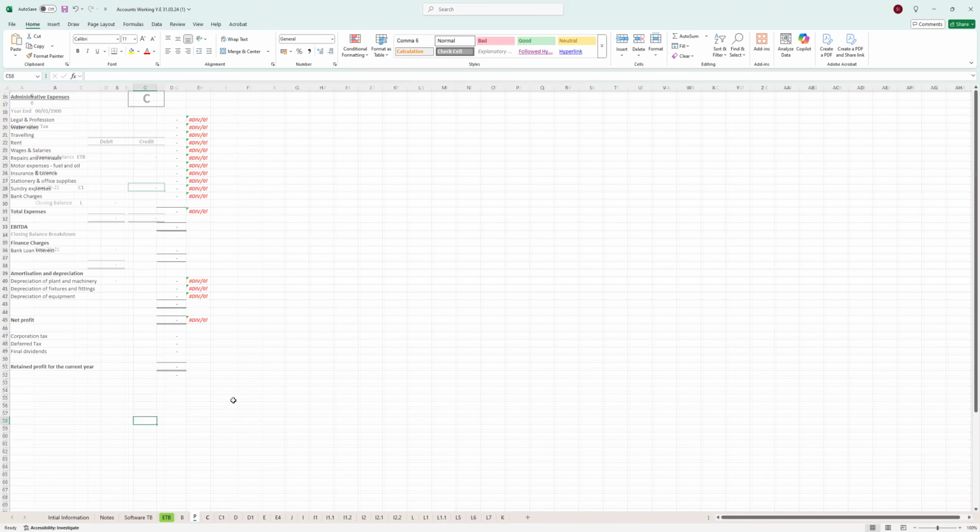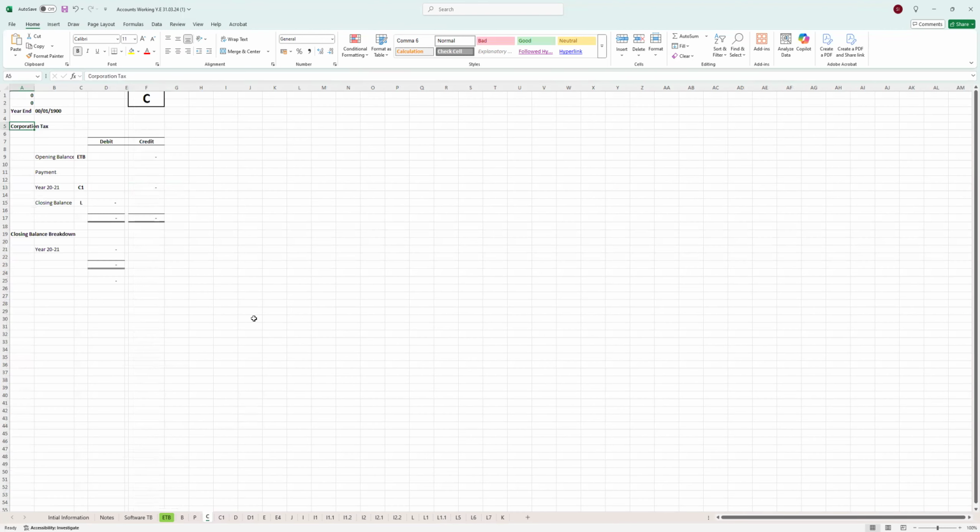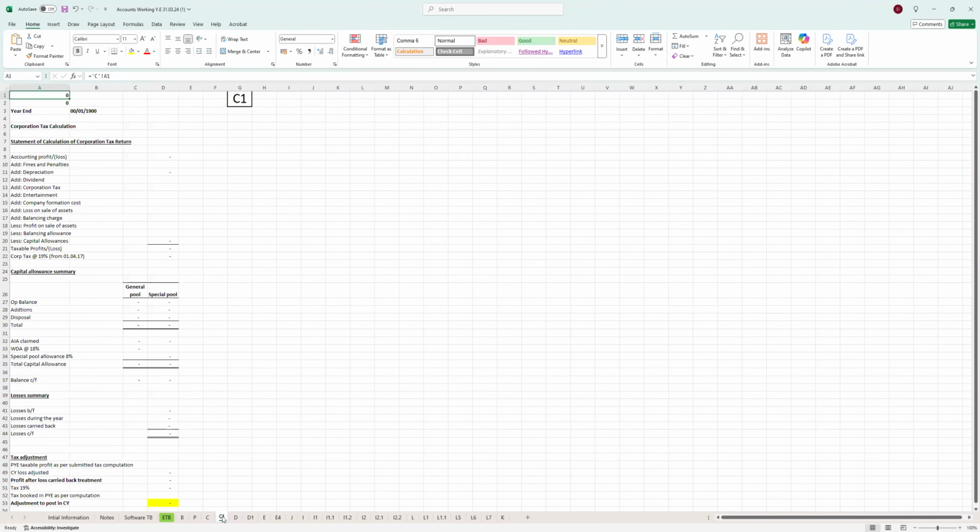The C tab we have is relevant to corporation tax. Here we're going to look at how much the opening balance for corporation tax was, how much payment we have made during the year, and whether it is 2021 or 24, 25, 25, 26, you're going to write it down here, and how much the closing balance is. Closing balance is a liability normally shown on the balance sheet. Then we have a corporation tax breakdown.